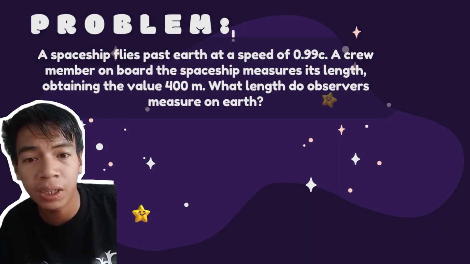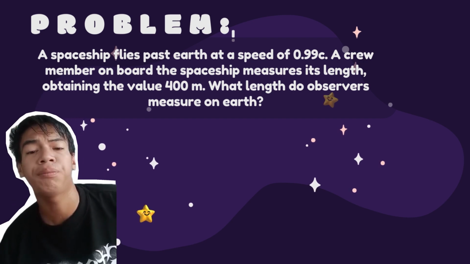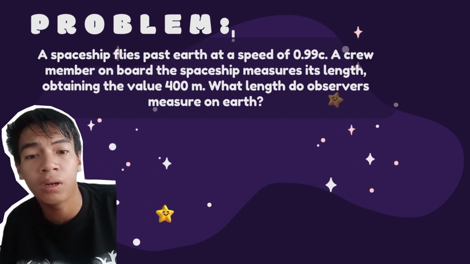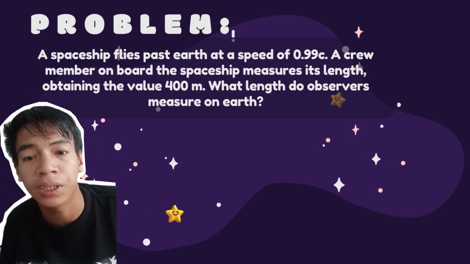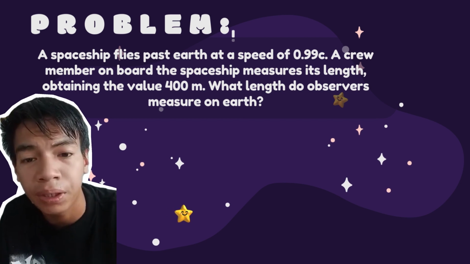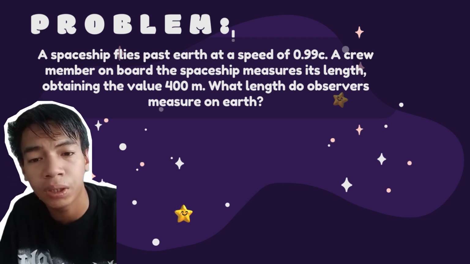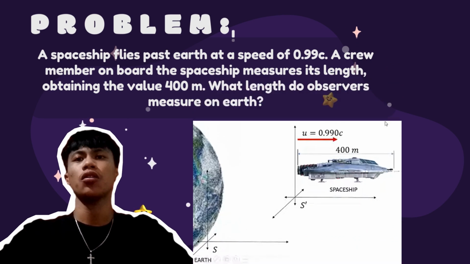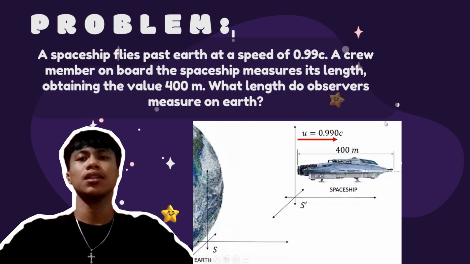A spaceship flies past Earth at a speed of 0.99 c. A crew member on board the spaceship measures its length, obtaining the value of 400 meters. What length do observers measure on Earth? We know that this problem is relativistic. We could assume that this is not equal to 400 but less than 400. So, how much exactly is it?